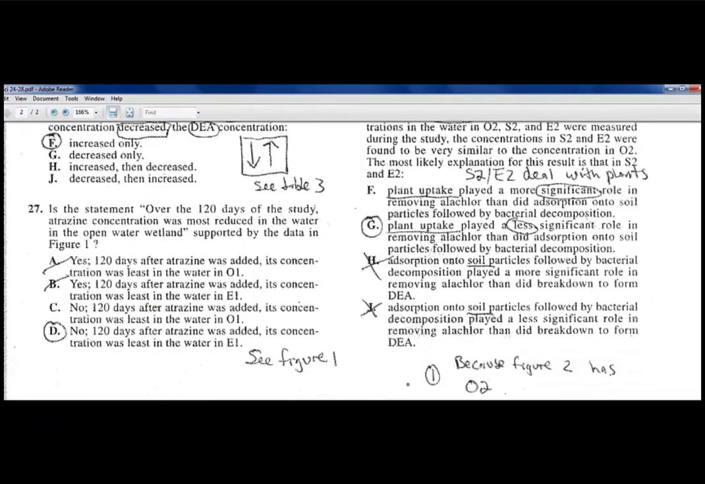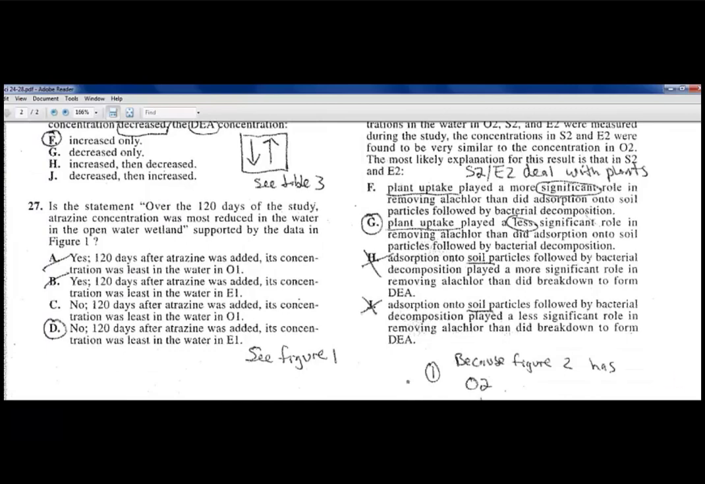The gist of the passage now becomes plants. Right away, when you look at your answer choices, you can go ahead and cross out H, because H says soil. That's not what S2 and E2 are about. J says soil. Cross that out. F and G are on track because it says plant uptake. Both of them. So, let's go back and do one last pass.